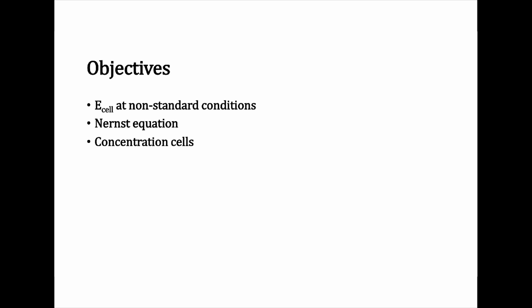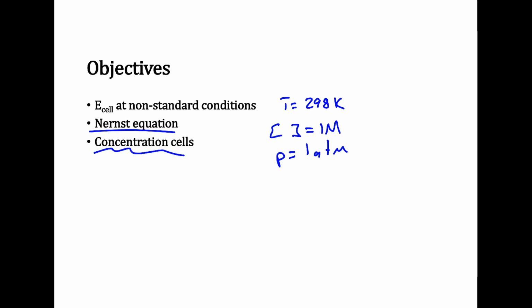All right, folks, today this is going to get a little more complicated. We're going to start to look at E cell whenever we're not at standard conditions. So whenever the temperature may not be at 298 K, whenever the concentration of our species is not 1 molar and our pressure is not 1 atmosphere. And we're going to introduce this concept of the Nernst equation, and then we'll look at a special type of cell that we call a concentration cell.